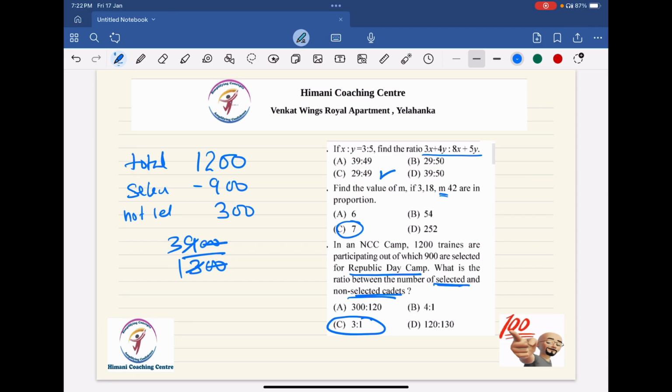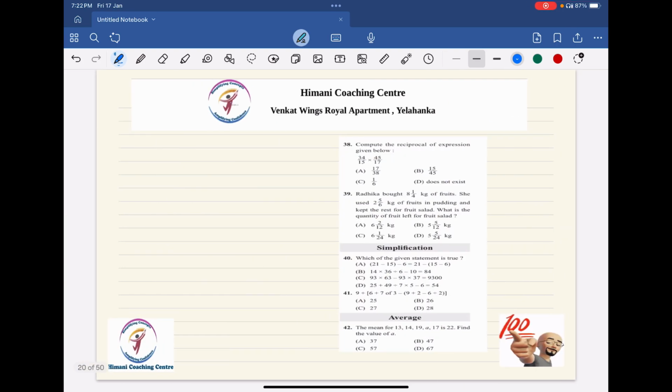In these questions, always read the question properly. The ratio order has to be as per the question. If they had asked what is the ratio of non-selected to selected, then we would have done 300 by 900 and the answer would have been 1 by 3. So it depends on what they are asking in the question.